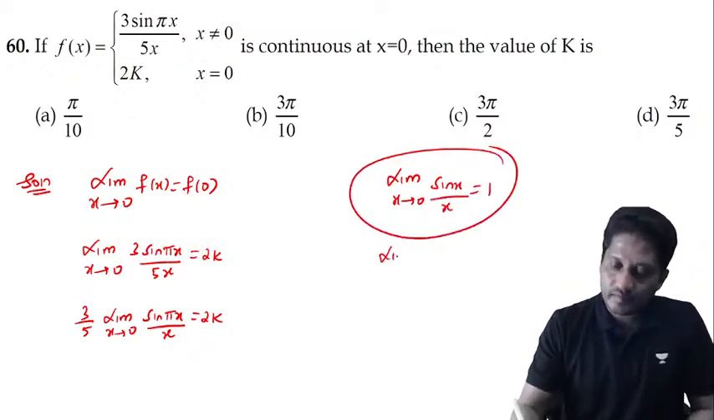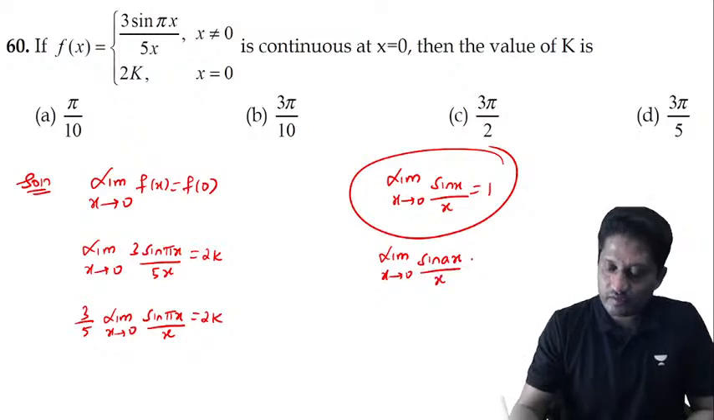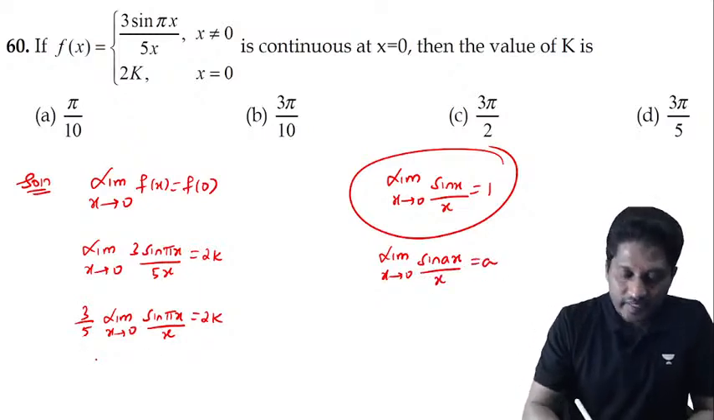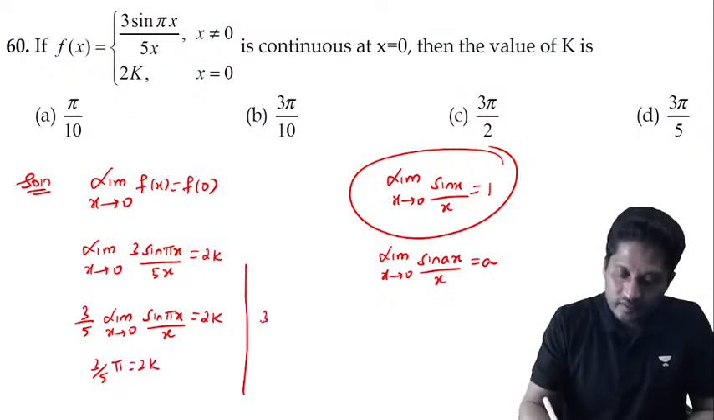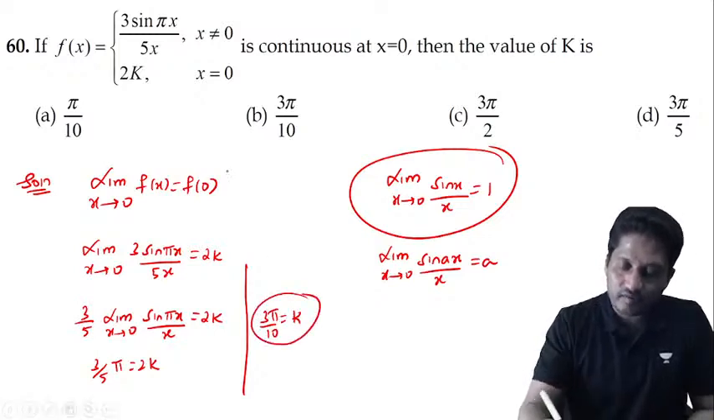But suppose limit x tending to 0, sine ax divided by x, then this will be equal to a. Sine pi x divided by x will be equal to pi, which is equal to 2k. If you shift the 2 to the left side, 3 pi divided by 10 is equal to k. The value of k is equal to 3 pi by 10.